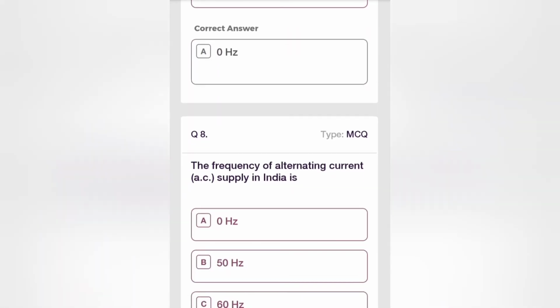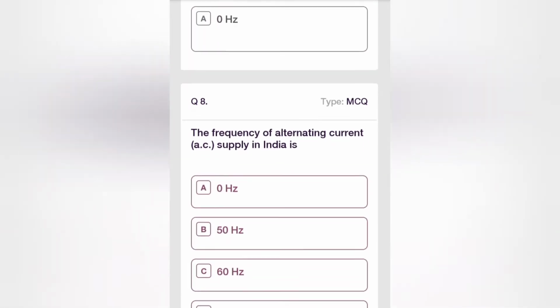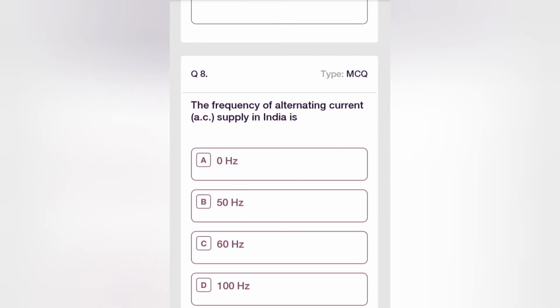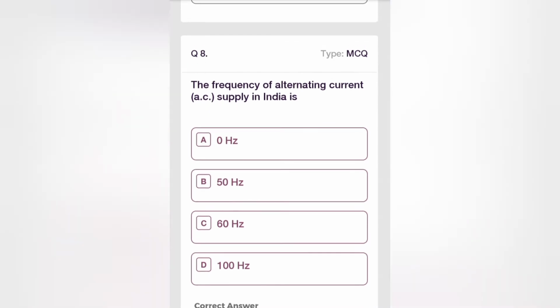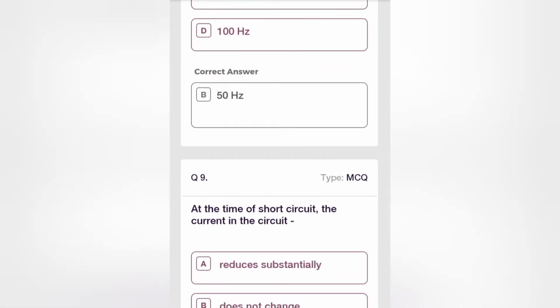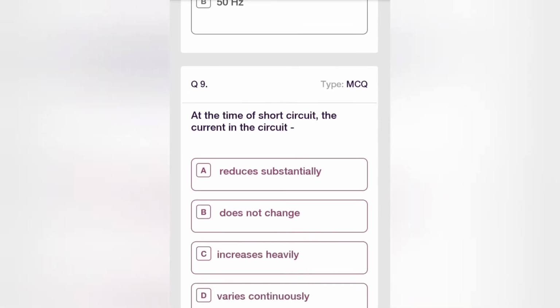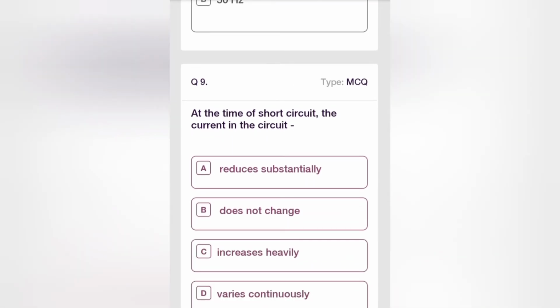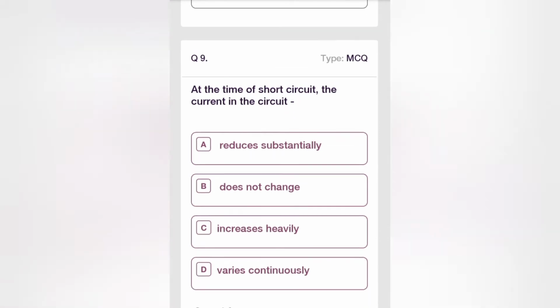The frequency of alternating current AC supply in India is 50 hertz. It's already discussed. Option B is the correct answer, 50 hertz. At the time of short circuit, the current in the circuit: option A, reduces substantially; does not change; increases heavily; varies continuously. No. Reduces substantially? No, it will not reduce. It does not change. Increases heavily is the correct answer. During the short circuit, what happened? Heavy current will be flowing. So it will increase heavily. Option C is the correct answer.